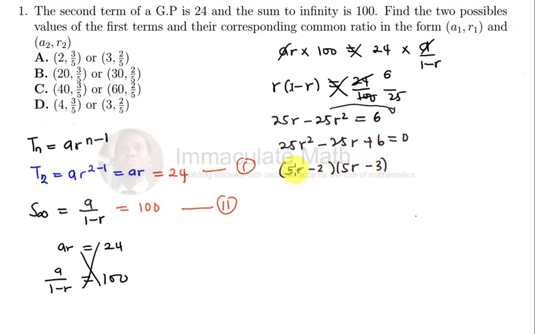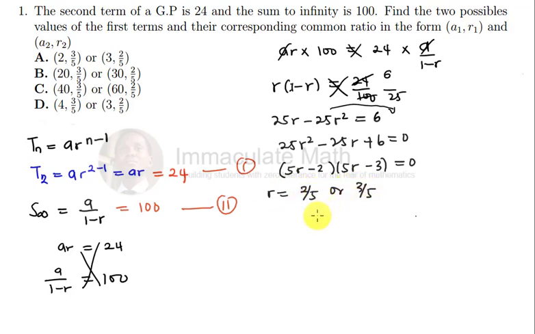And if I multiply 5r by minus 3, it will give me minus 15r, then minus 10r will give, that will give me what? Minus 25r. So that means this factorization is correct, so to be equal to 0, meaning that my r would be what? My r would be 2 over 5 or 3 over 5.